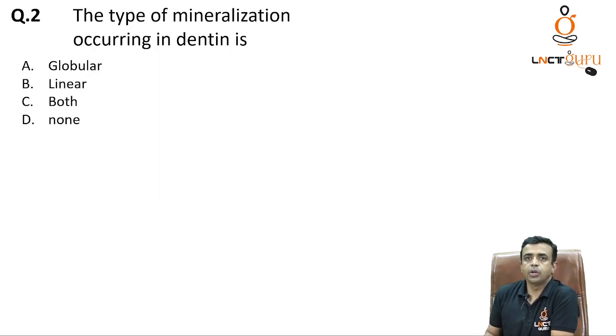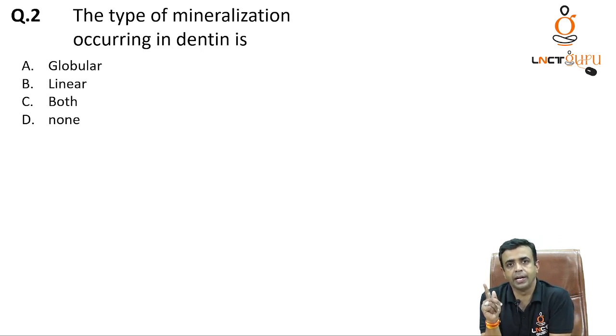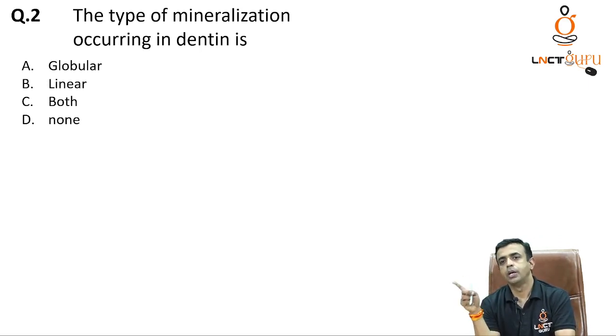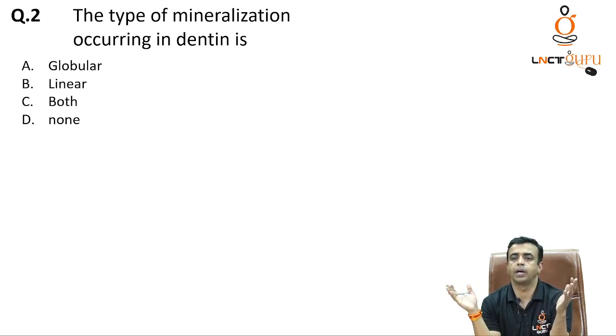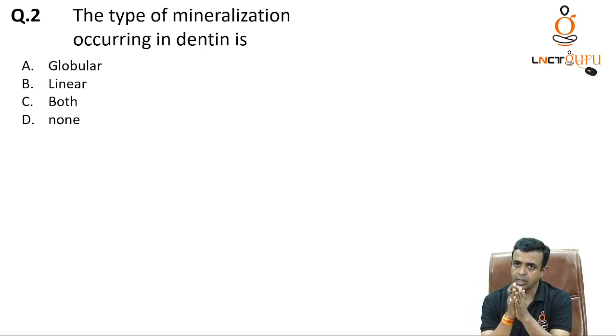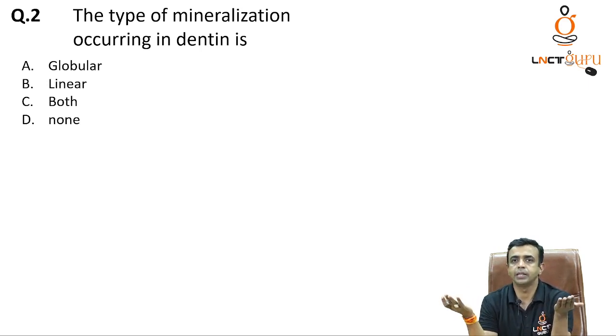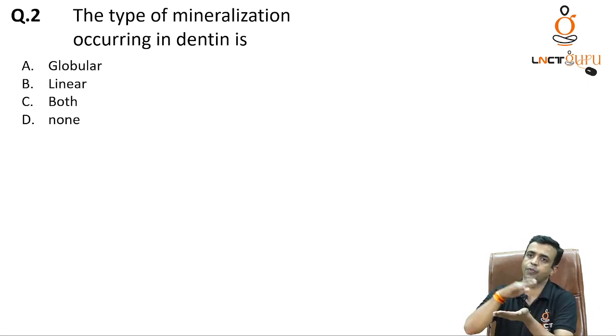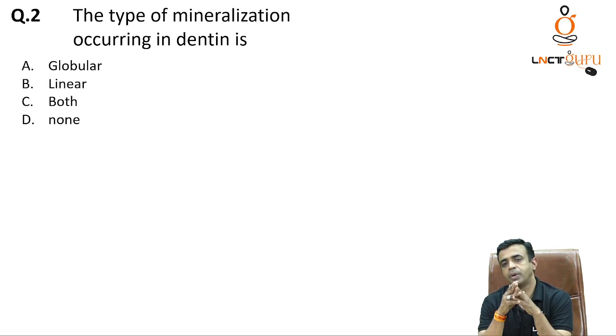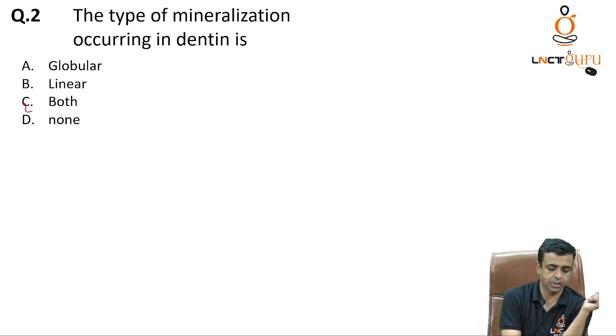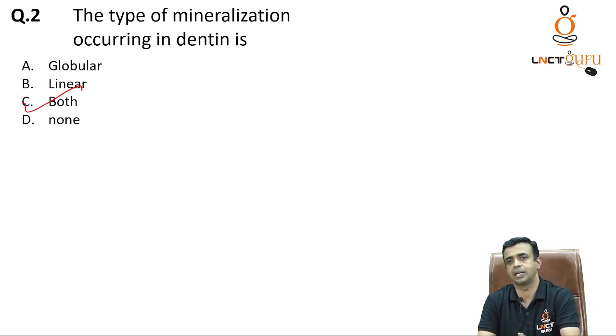Coming to the question number 2, the type of mineralization occurring in the dentine. Remember, dentine shows two types of mineralization, linear and globular. In globular, different globules are formed and then they fuse, आपस में fuse हो जाते हैं और एक पूरी complete dentine की sheet बना लेते हैं. That is called as globular mineralization. Then linear sheets are formed one above other. So this is linear mineralization. Again, both globular as well as the linear mineralization is seen in dentine. So option C is correct, that both globular as well as linear are seen.